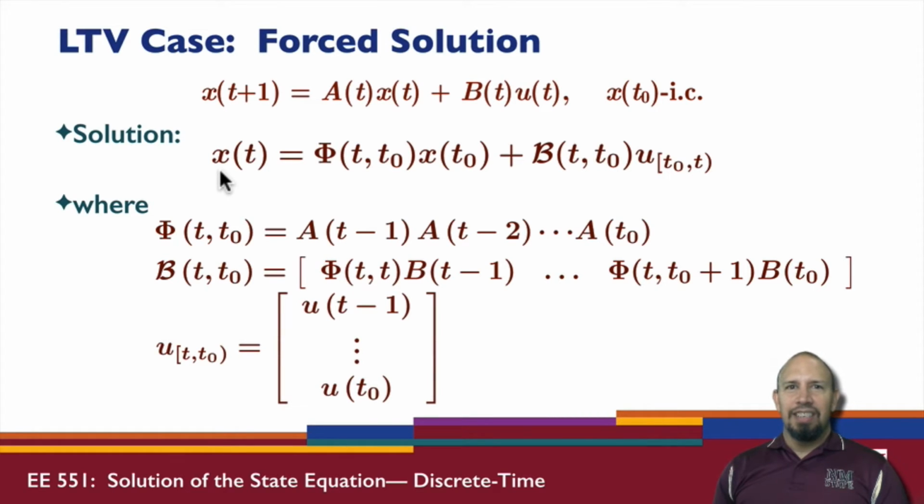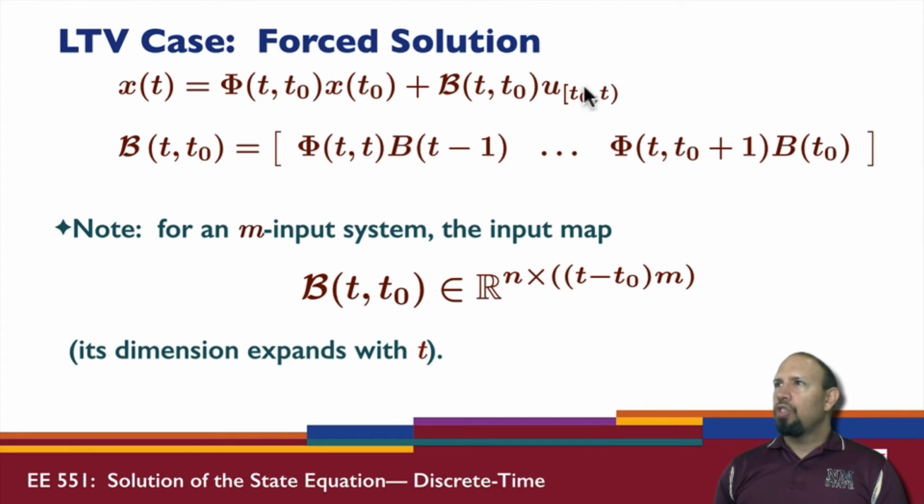That's the beauty of this state transition matrix notation. Again, the state transition matrix is the product of the instances of the matrix A, and the control map can be written as a product of the state transition matrix times the instances of B, where the state transition matrix also varies. And then we have the control input sequence as we had before. So we can write our solution in the exact same form, and we have that nice feature. Again, here's our forced solution. Here is our control map, our input map. For an m-input system, the input map, which is defined here, is of dimension n by (t minus t0) times m.